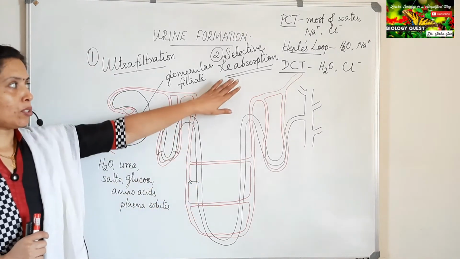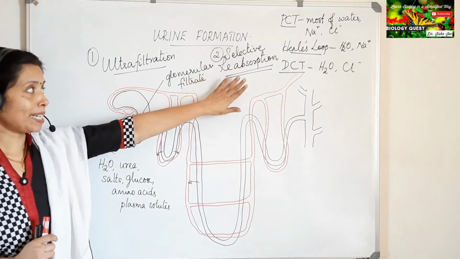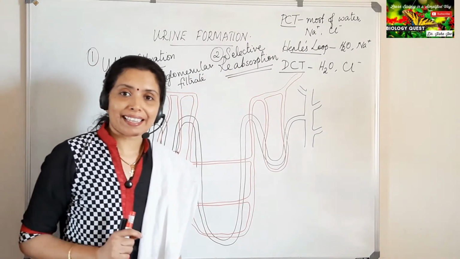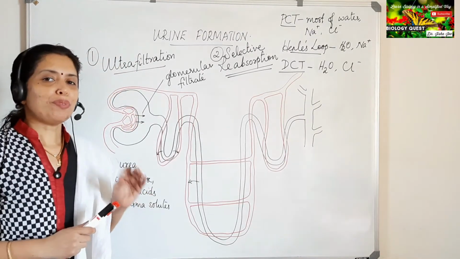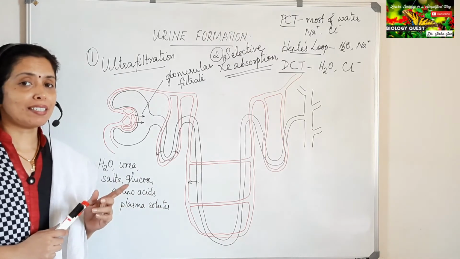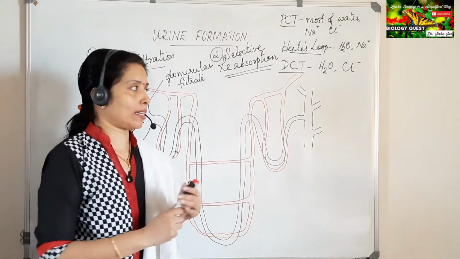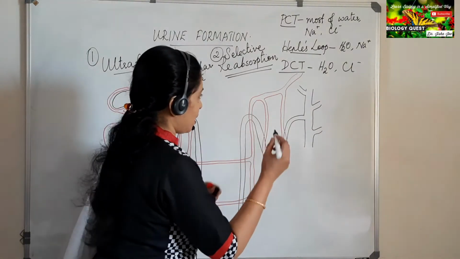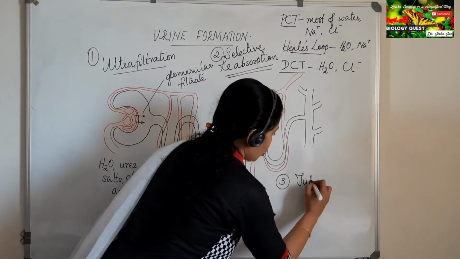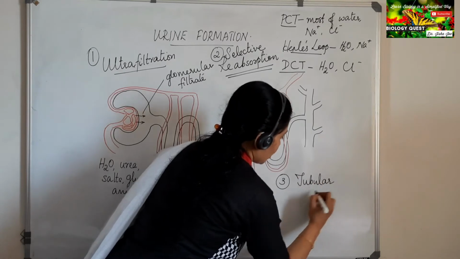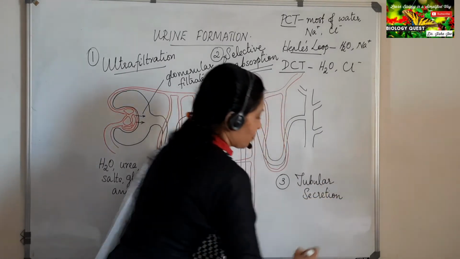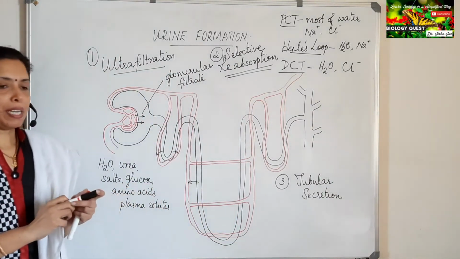So we have completed the second step of urine formation, which is selective reabsorption. Now we shall move on to the third step of urine formation. What is it? It is tubular secretion. Okay, that is the third step. Writing here, third step, which is tubular secretion. So what is tubular secretion?